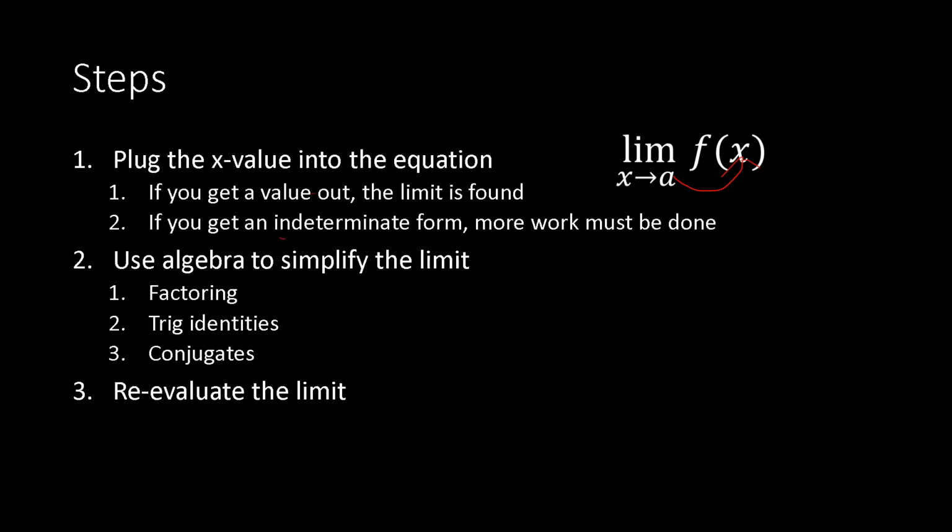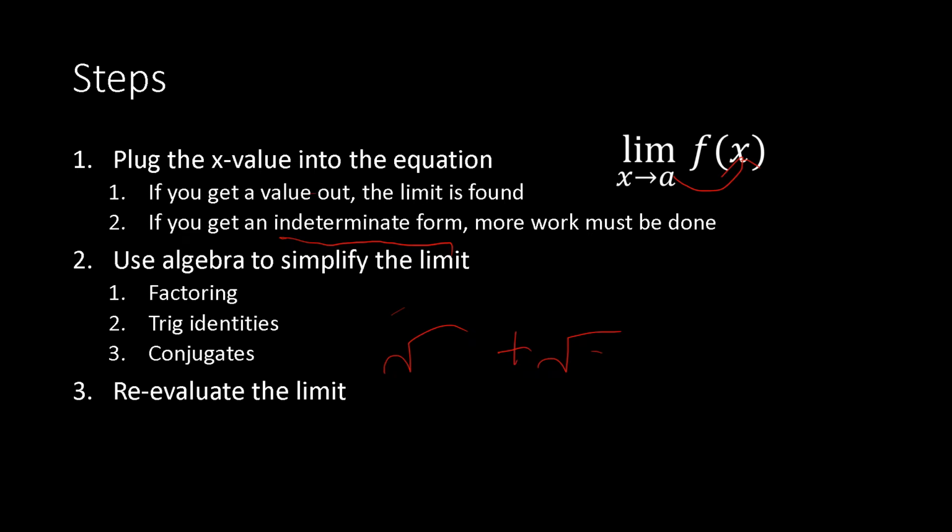But if you get what's called an indeterminate form, which we're going to talk about in a second, more work must be done. So if we get an indeterminate form, we're going to use one of these three algebraic strategies to simplify the limit. So factoring, we're going to use that pretty often, generally whenever we see a polynomial of x over another polynomial of x. For trig identities, you're going to use that pretty much anytime you see trig because those are super helpful. And lastly, conjugates, you're going to do that whenever you see something like a square root of something minus a square root of something else, or plus a square root of something else.